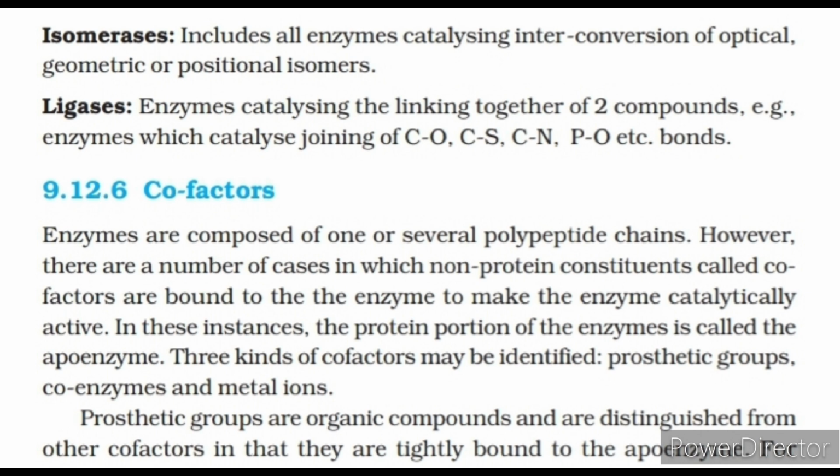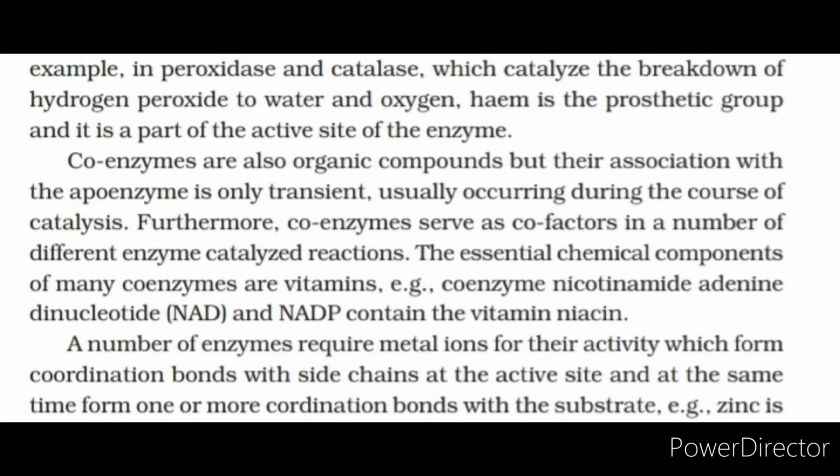For example, in peroxidase and catalase, which catalyze the breakdown of hydrogen peroxide to water and oxygen, heme is the prosthetic group and it is a part of the active site of the enzyme. Coenzymes are also organic compounds, but their association with the apoenzyme is only transient, usually occurring during the course of catalysis. Furthermore, coenzymes serve as cofactors in a number of different enzyme-catalyzed reactions.